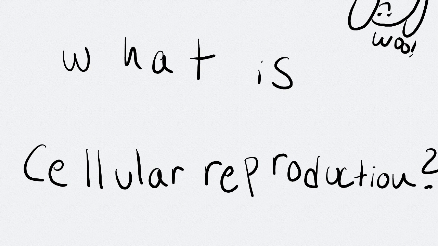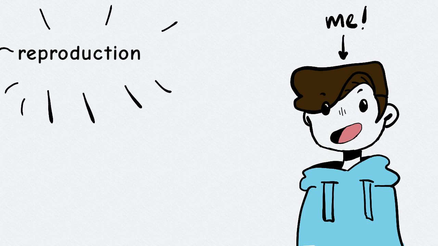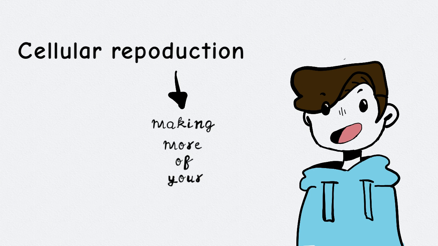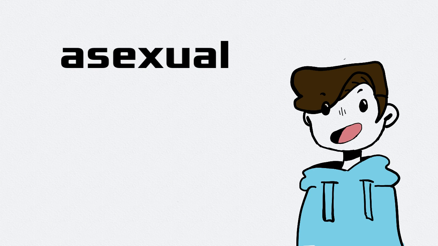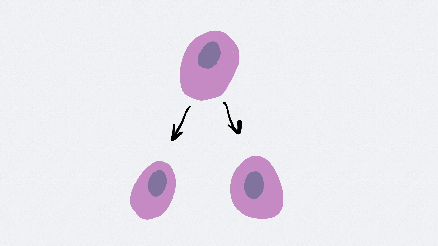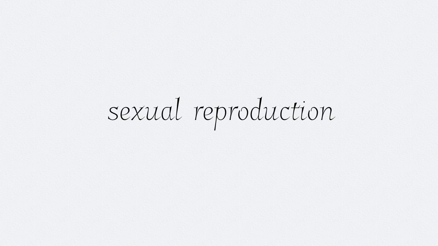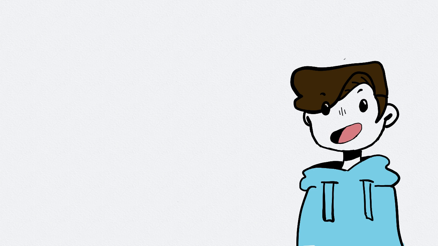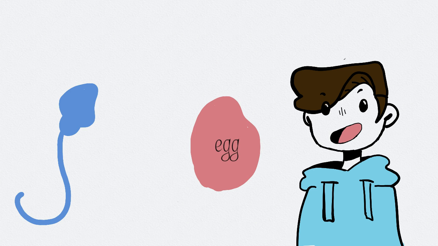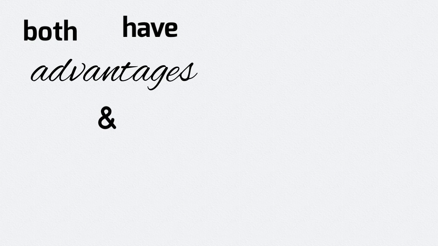What is cellular reproduction? Well, reproduction means making more of your own kind, so it basically means a cell makes more cells. There are two types, asexual and sexual. The main difference between them is that asexual produces two offspring with one parent cell, while sexual reproduction produces offspring from fertilization of an egg by sperm.